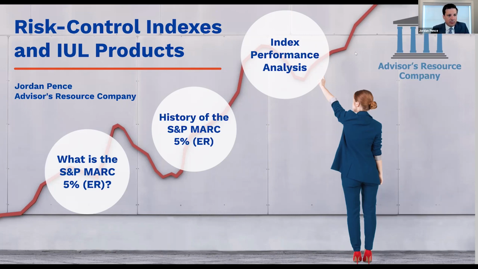Again, I'm going to be talking about risk control indexes, low volatility indexes, as they might be called in some products. What do they mean? Why are they important? What's the history of some of them? I'm going to focus primarily on one that was derived from the S&P 500. It's generally called the Mark V.